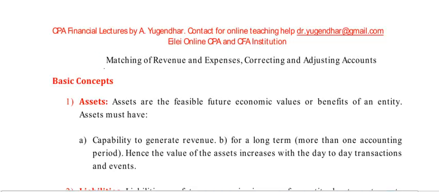Hi everyone. First of all, we deal with matching of revenue and expenses, correcting and adjustment accounts.